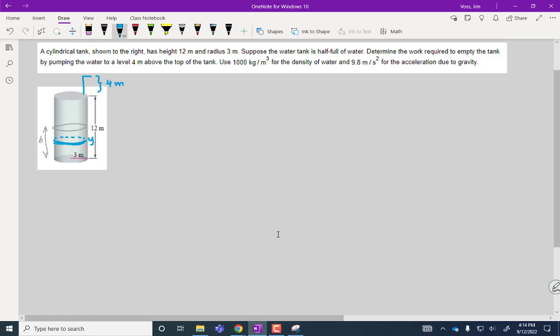Okay, so we're going to do our regular stuff, ADD volume. Any issues with this part? Okay, so how far is that cross section of water going to travel to get out that pipe that's 4 meters above the tank? 16 minus y. 16 minus y is the distance that that cross section is going to travel. This distance right here. So from our cross section up, that's going to be 16 minus y. So that's the one factor that's going to be a little different.